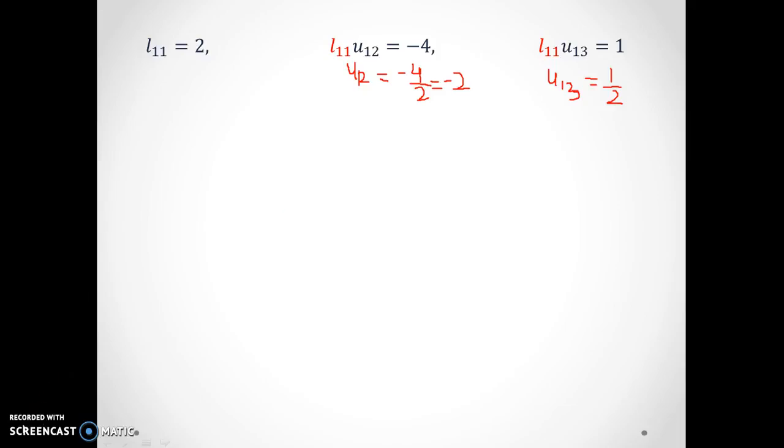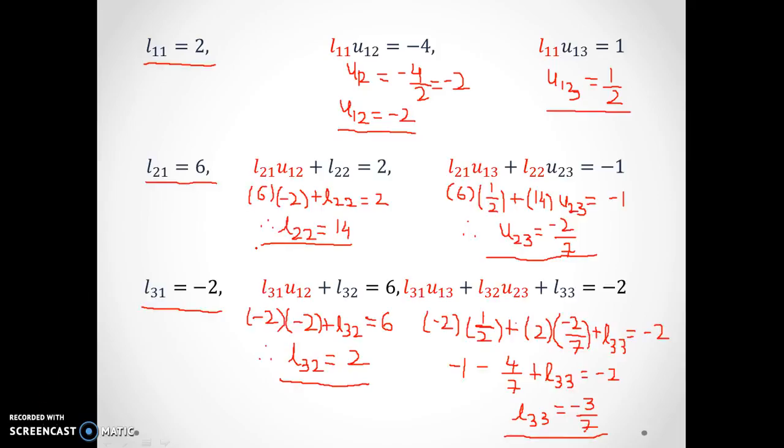In a similar way, we can calculate all the remaining values. I want you to pause the video and check these calculations that I have performed, and see if the values I have calculated are correct. Once you do that, since we have all the values of L11, L21, L31, etc., and U12, U13, U23, we have all the values of L and U. So we now proceed to the next step.